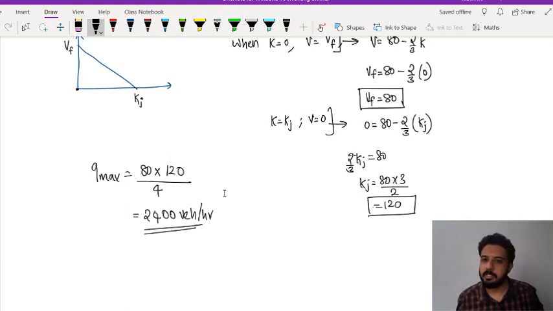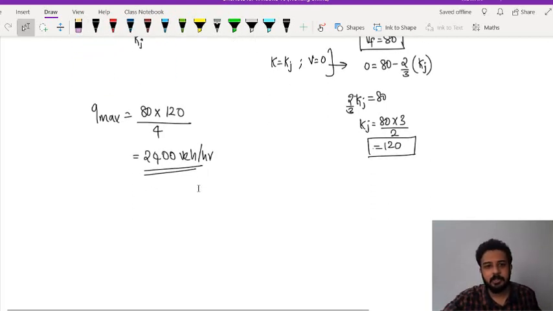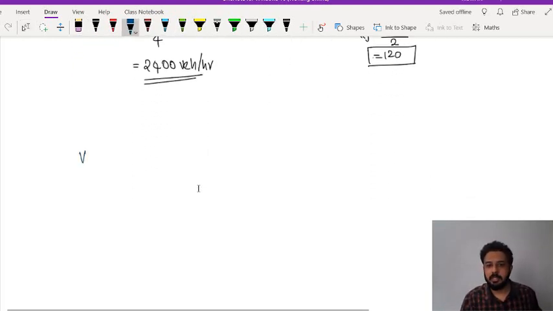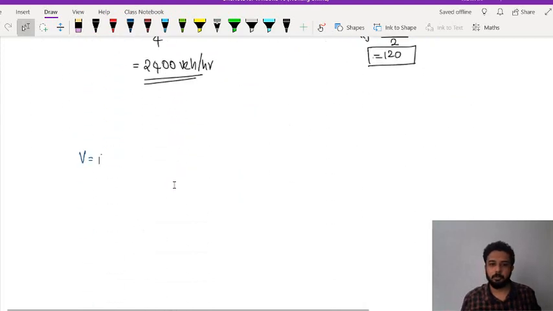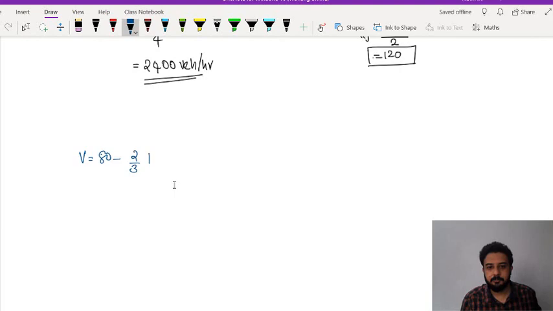That's it. Very easy to calculate. Or there is a shortcut method to do this question. If they are giving any relationship, V is equal to, so what was the given equation? 80 minus 2 by 3 K.